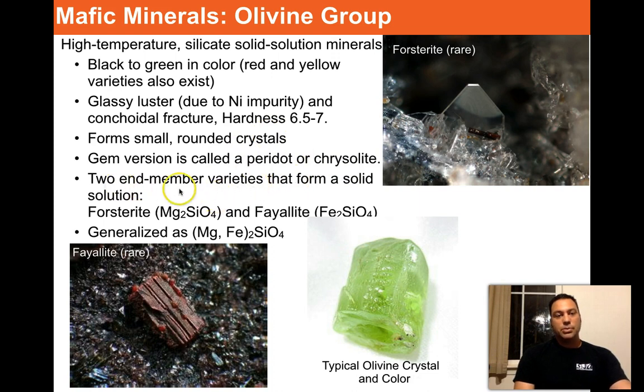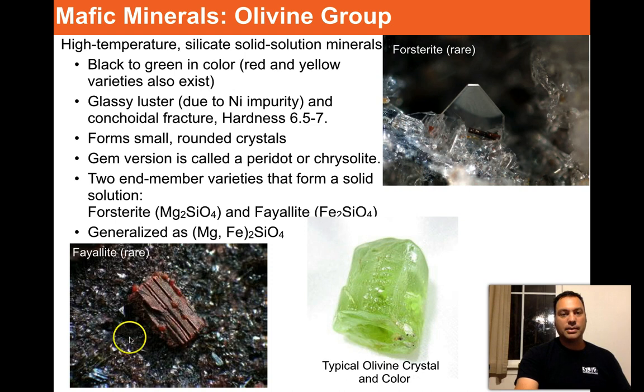And it turns out there are two end member varieties that form a solid solution. One is called forsterite, which is a magnesium silicate, and the other one is fayalite, which is an iron silicate. So what do these two look like separately? Let's look at the end members. Well, here's forsterite. Look, it's this beautiful, clean, clear crystal, but it's very rare. It's rare to find the pure end member. And this was actually found in a special mine in Germany.